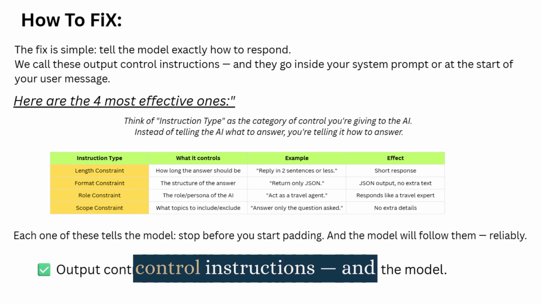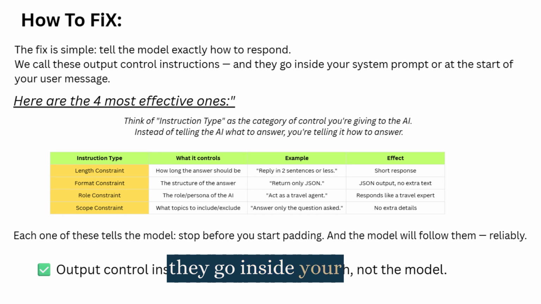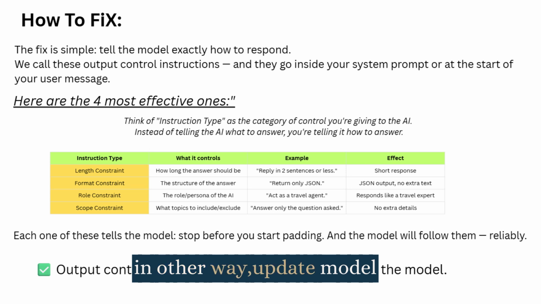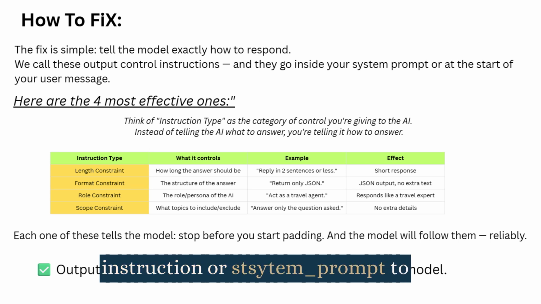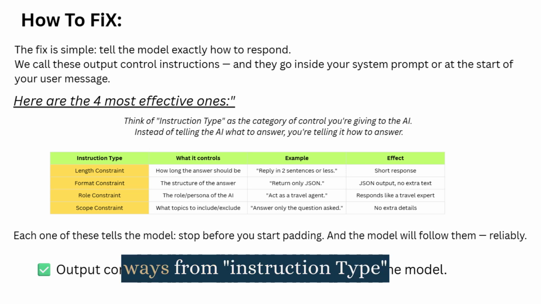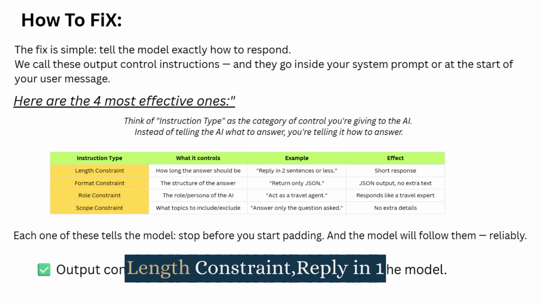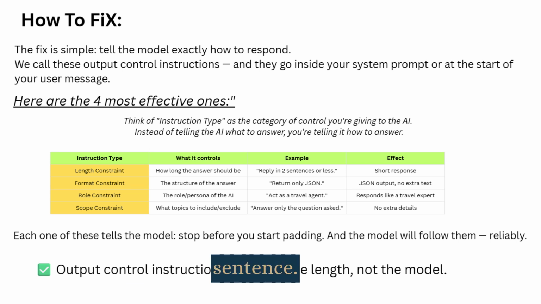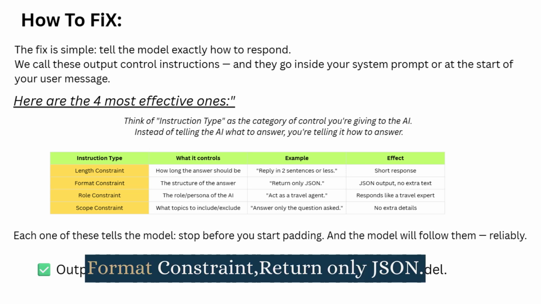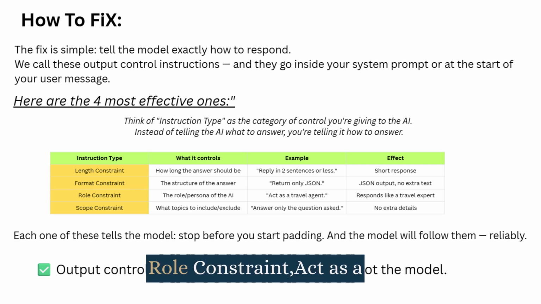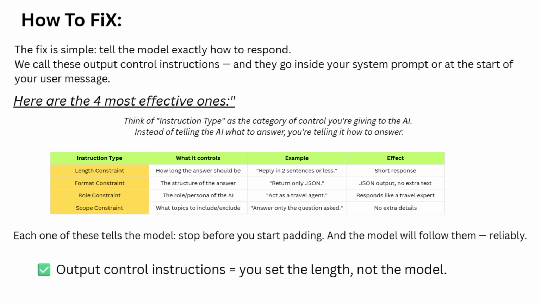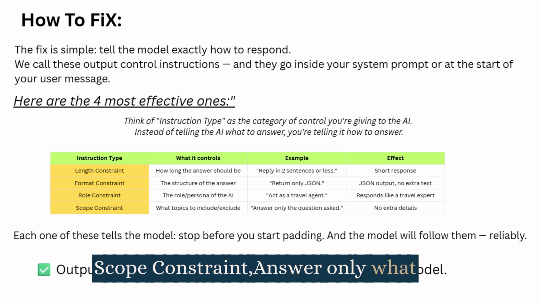We call these output control instructions, and they go inside your system prompt or at the start of your user message. In other words, update the model instruction or system_prompt to include one of 4 ways from the instruction types, as shown in the table. 1. Length constraint: reply in 1 sentence. 2. Format constraint: return only JSON. 3. Role constraint: act as a teacher or any job. 4. Scope constraint: answer only what Python is.